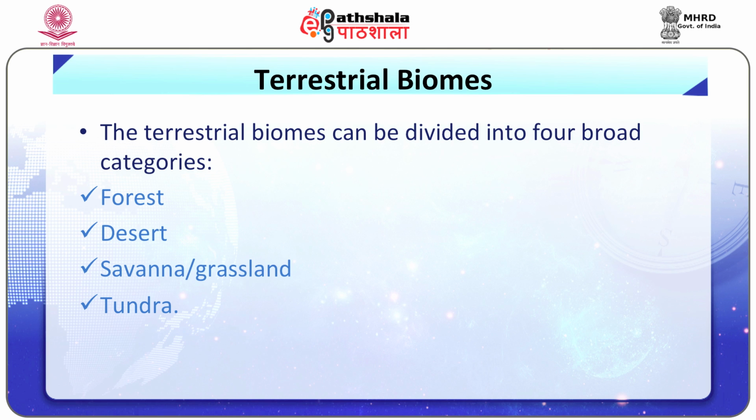The terrestrial biomes can be divided into 4 broad categories. First, forest, second, desert, third, savanna or grasslands, and fourth, tundra.